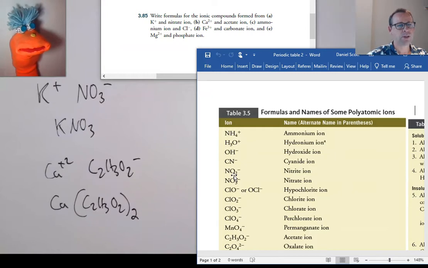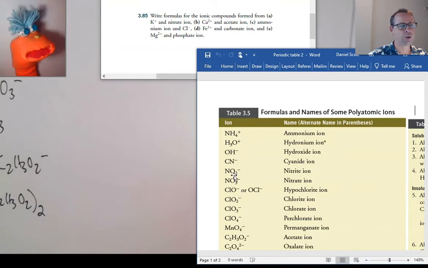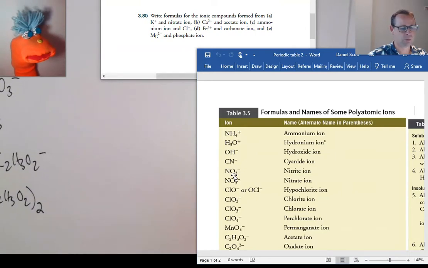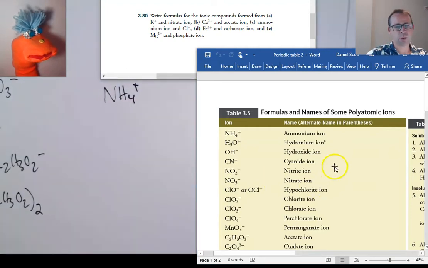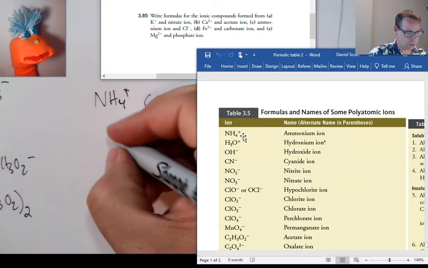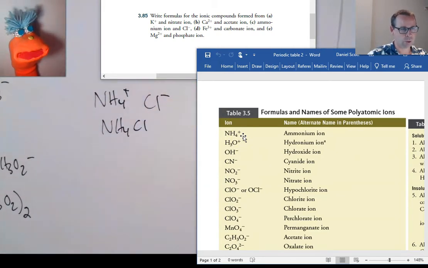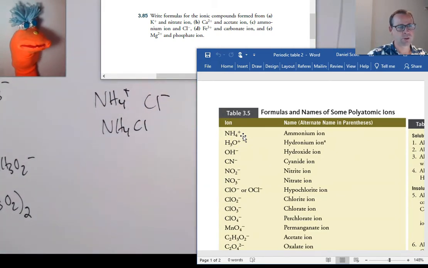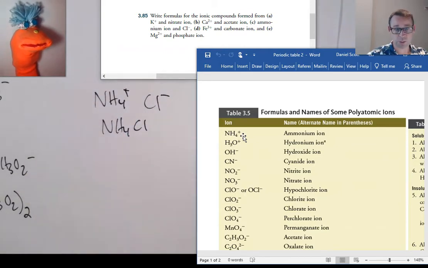Okay, good. Next, ammonium ion and the chloride ion. Ammonium, is that a polyatomic? Yeah, there it is on the top. So NH4+. Very good. There's our ammonium ion. And then Cl-. That's just a 1-to-1 ratio. So NH4Cl. That's right. Do I have to put that NH4 in parentheses? You don't need to put the NH4 in parentheses because we just have 1 of them. But if you needed multiples of them, you would put it in parentheses.